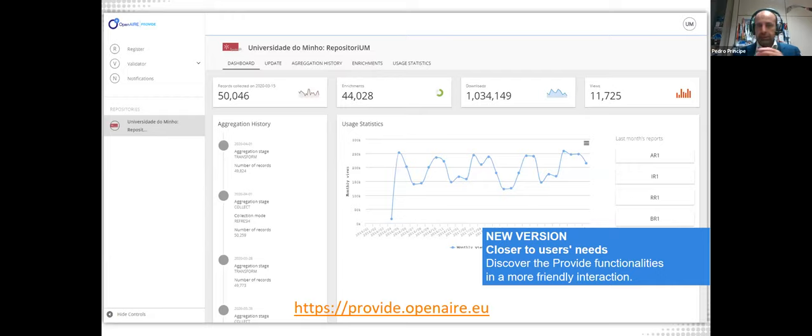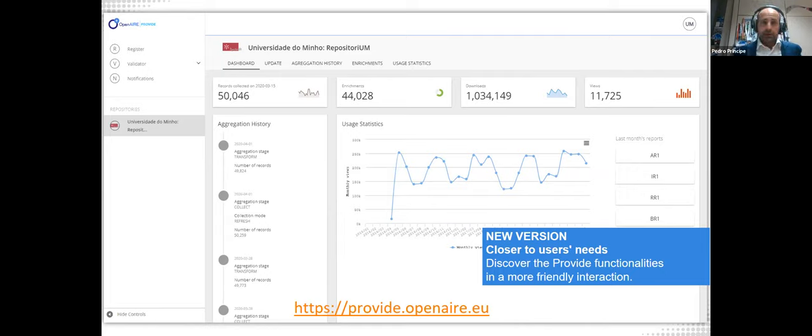And just some highlights. Here you see the different components, where you see the register and the validator, and the notifications on the left side of the screen, to benefit from the registration service and the validator. Notifications are related to the broker. So if you subscribe to specific metadata events, you will receive notifications on a monthly basis. Then in the center of the screen you have update, aggregation history, enrichment, and user statistics, which are the tabs where you can interact with the different components of this dashboard.